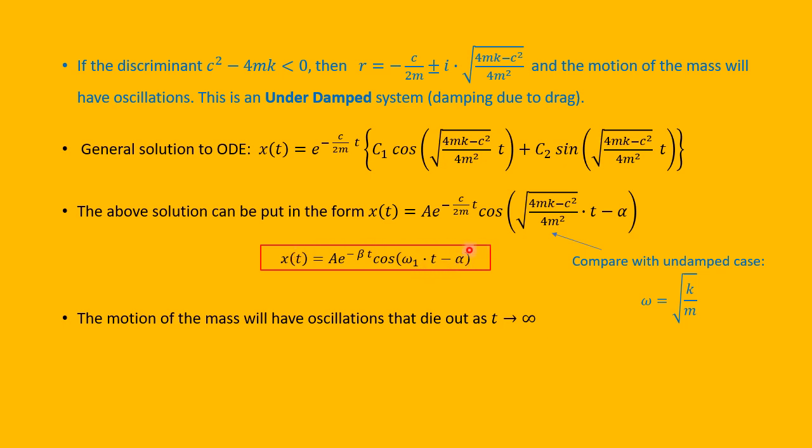If you look at this, we do not really have a constant amplitude. The e to the minus beta t, when t equals 0, has value 1, and so you get A times 1 times cosine of something. But as t goes to infinity, this e to the minus beta t term goes to 0. And so what you have in this case are oscillations that die out as t goes to infinity.